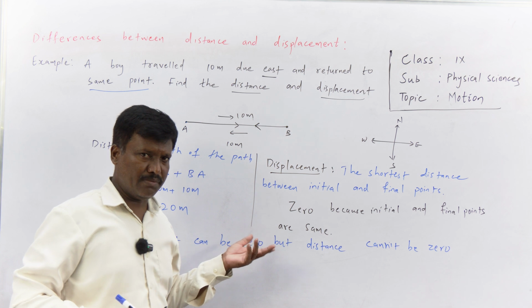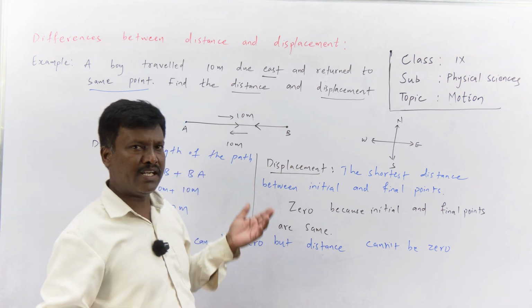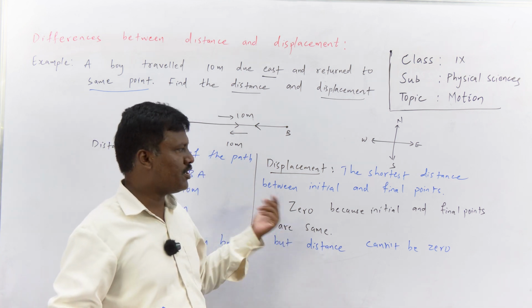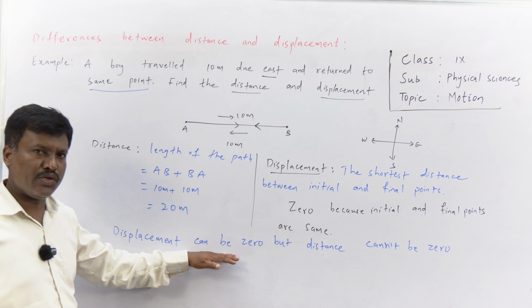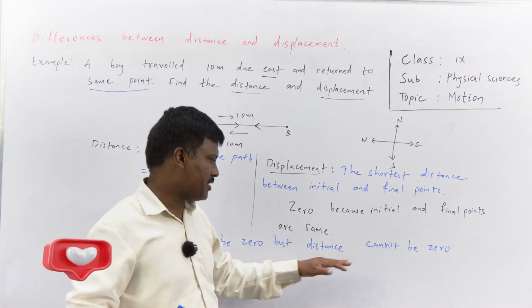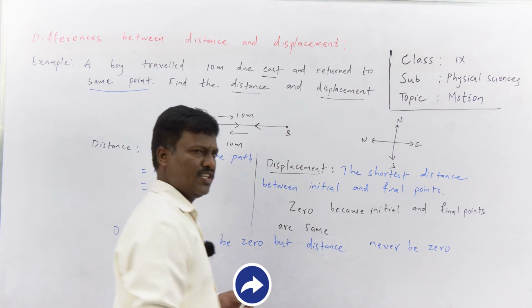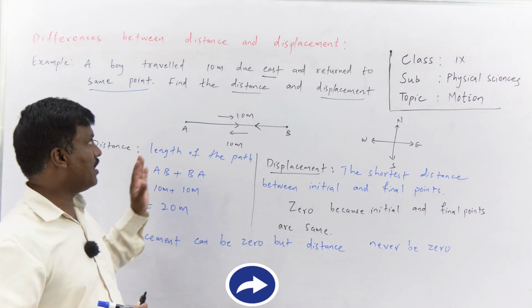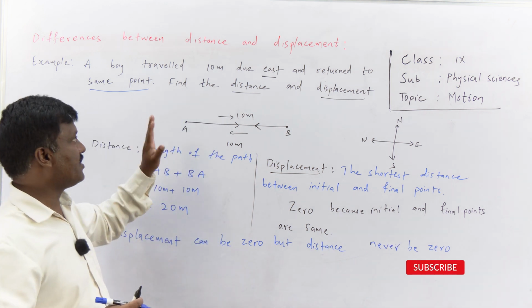But displacement cannot be calculated because your initial point and final point is 0. Then what is your displacement? 0. So displacement can be 0, but distance can never be 0. It is always something, right? This is one of the major differences between distance and displacement.